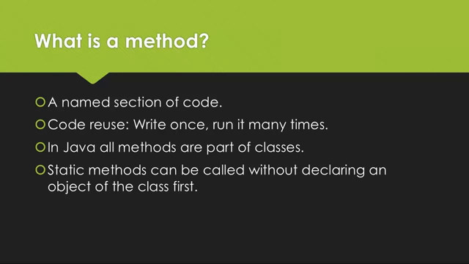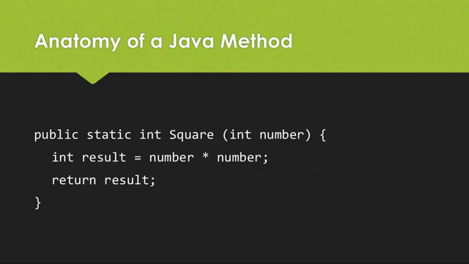In Java, methods are part of classes, so you cannot create a method unless it's a member of a class. And static methods can be called without declaring the object of the class first. And you've seen this in examples when we use System.out.print, for example. So let's talk about the pieces and parts of a typical Java method.